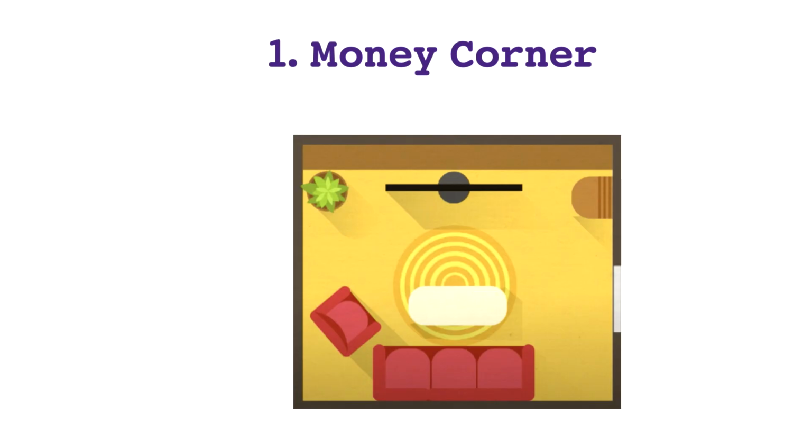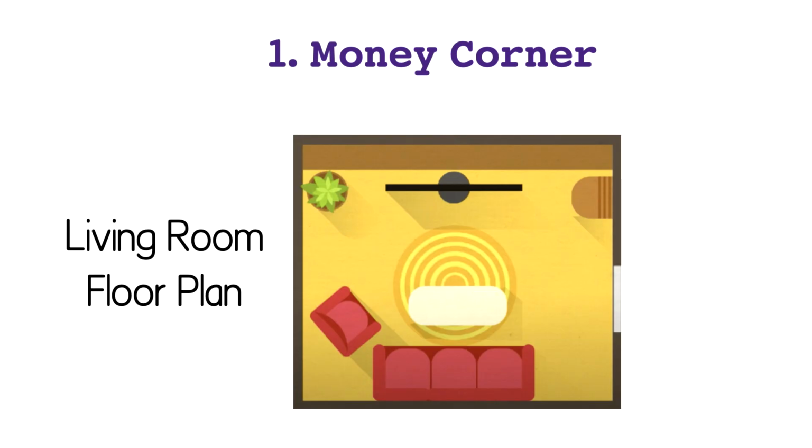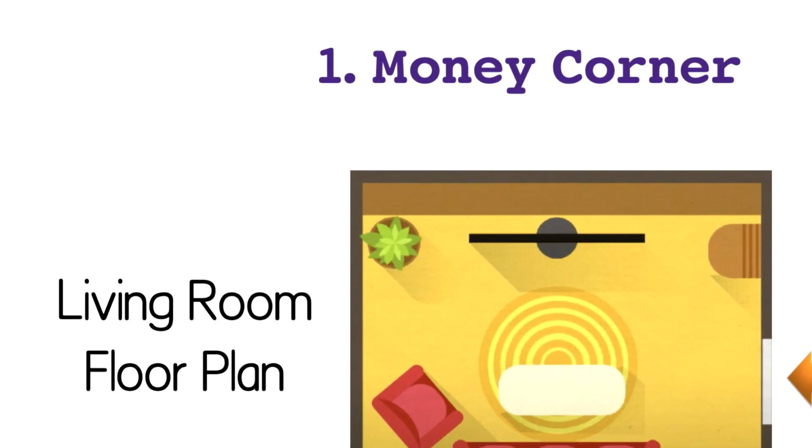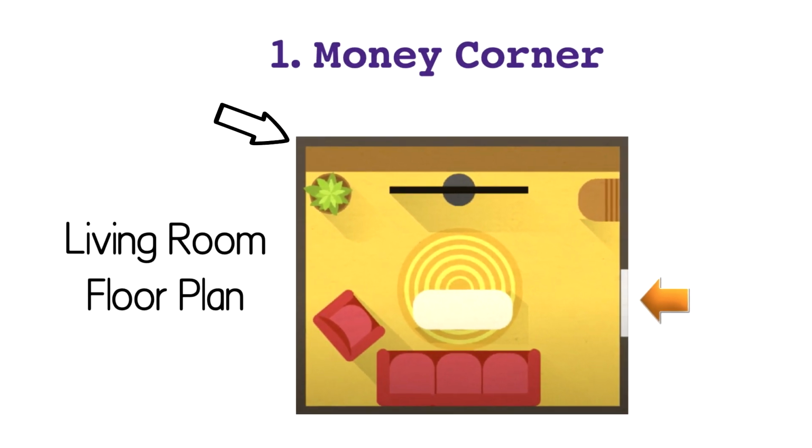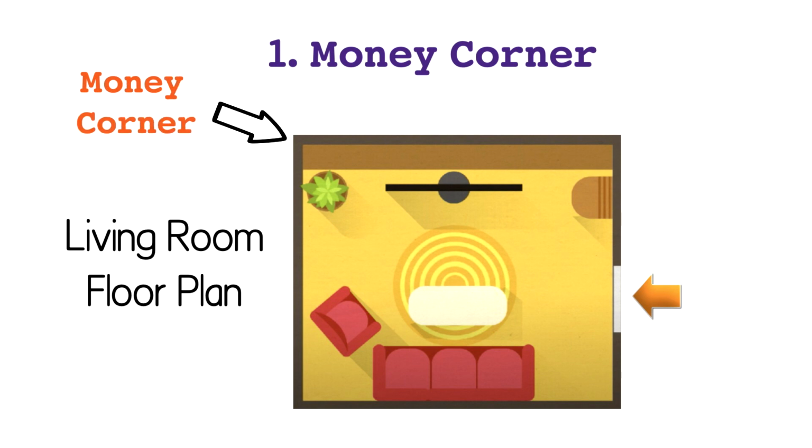Your money corner is in your living room. It's the corner that's diagonally opposite the entry of your living room. If you stand in the entry and draw a straight line from the entry to the opposite corner, the one with the longest distance is your money corner. But if you have an open floor plan, your money corner is measured from your front door entrance.